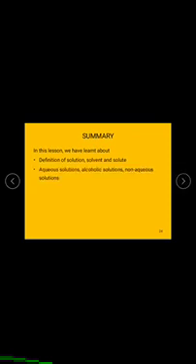Okay, in this half period, we have learned about the definition of solution, solvent, solute, aqueous solutions, alcoholic solutions, non-aqueous solutions, saturated solution, unsaturated solution, and supersaturated solution. Concentrated and dilute solution. Here the concentrated solution is nothing but the supersaturated solution, and then the dilute solution.